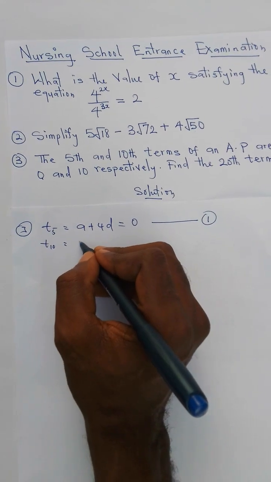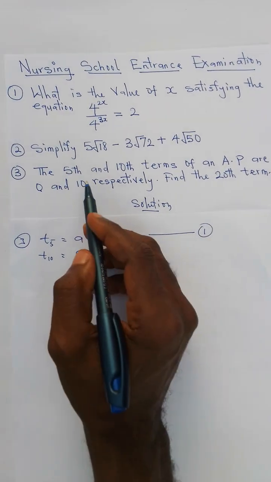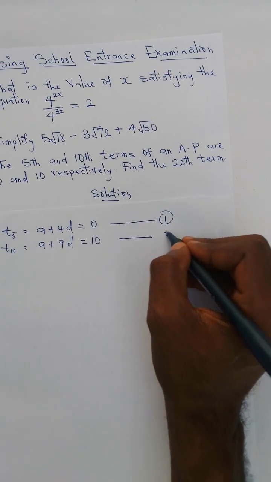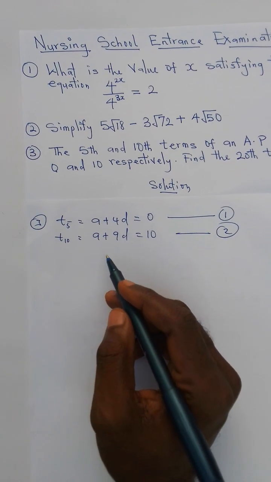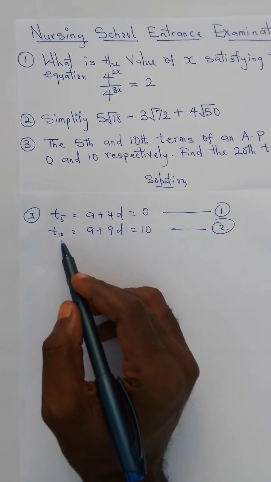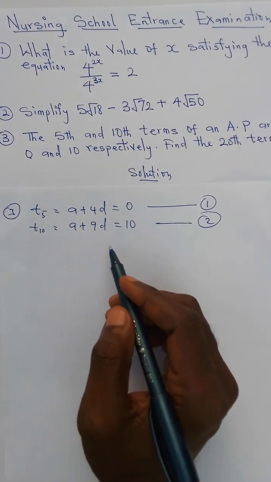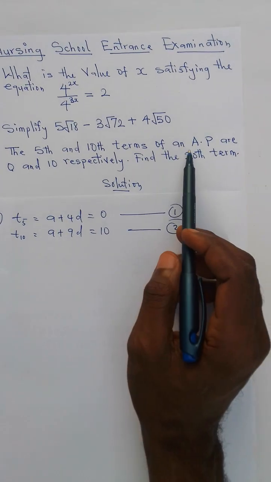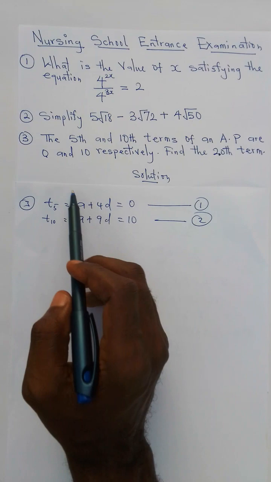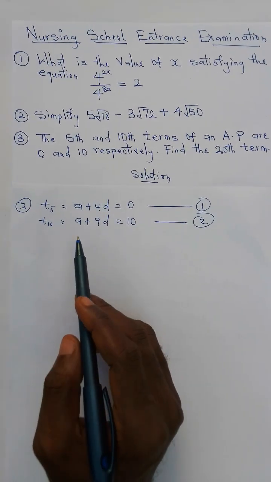How do you write the 10th term? A plus 9D, equal to, from the question, 10. That's equation 2. Okay? So the 5th term is A plus 4D, which is equal to 0. Then the 10th term is A plus 9D equal to 10. So now, for us to solve the 20th term, which is the question we are asked, we have to find the first term and the common difference.